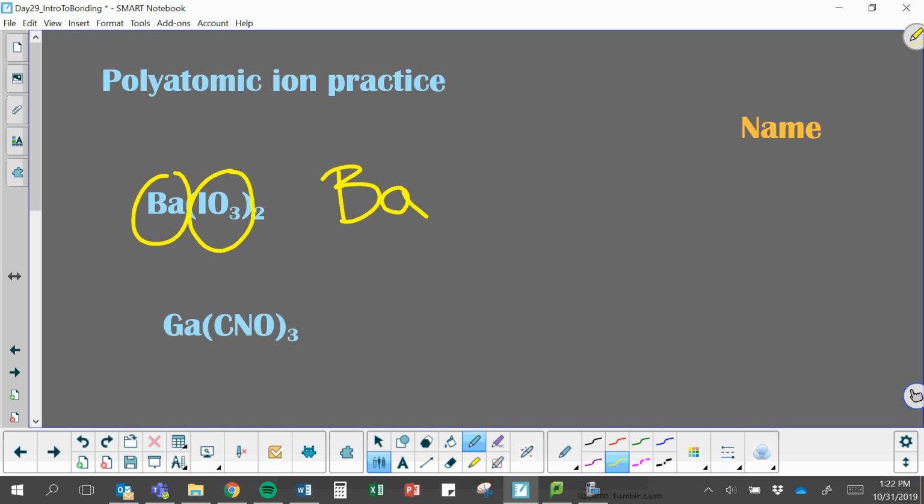IO3. Does that mean there's 2 iodine? It's iodate. IO3, and what charge is it? It's just minus. IO3 minus is iodate. Why is the minus not in that? Because this is telling us that by itself, it has a minus charge, but the reason it bonds is to get rid of that minus and make it neutral.